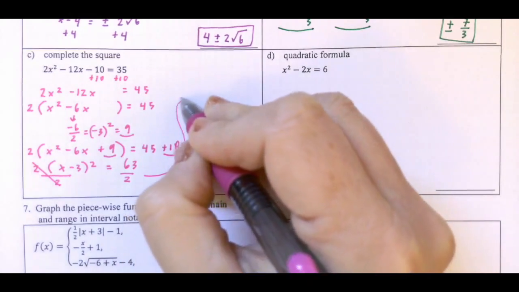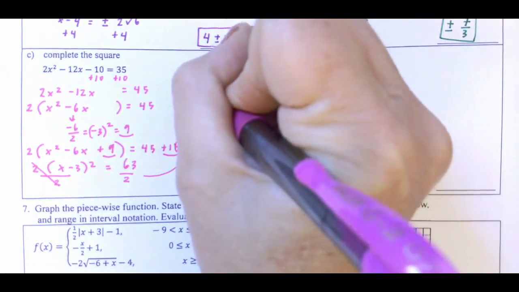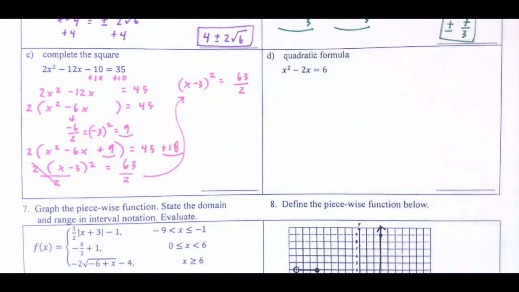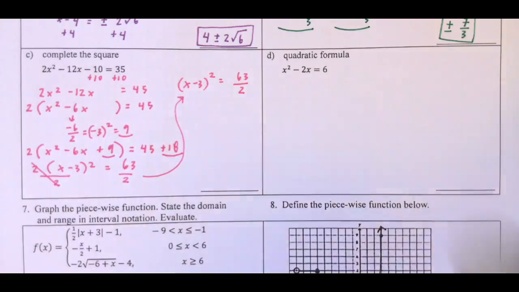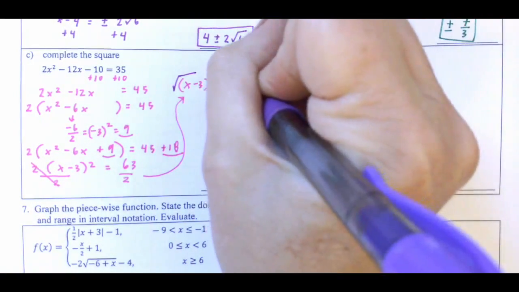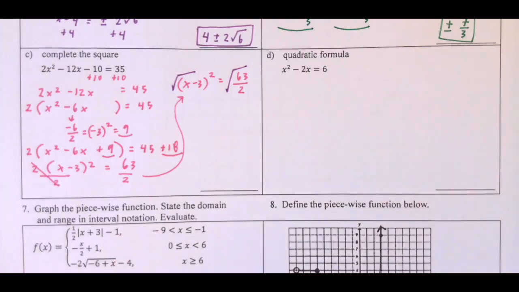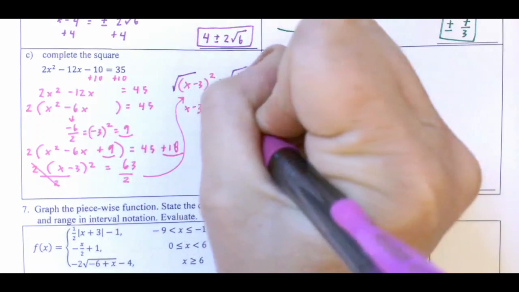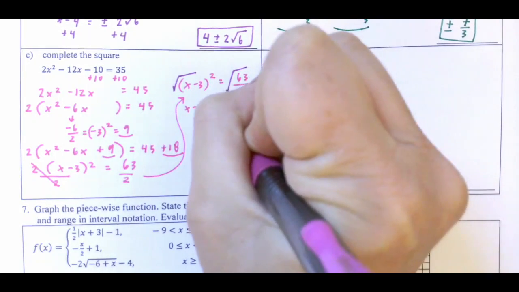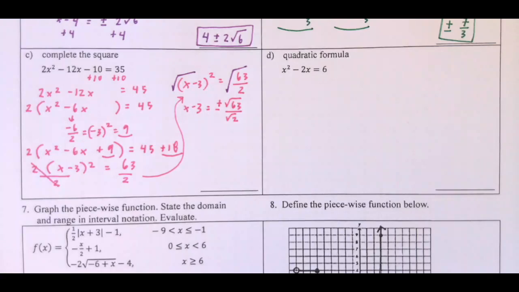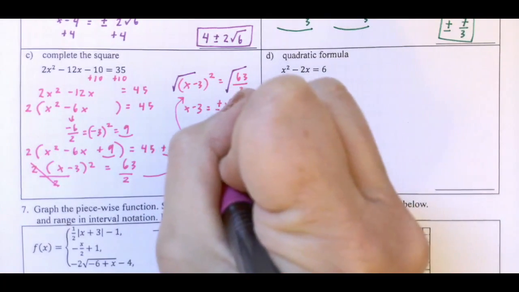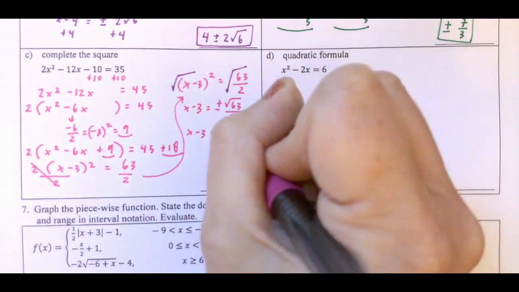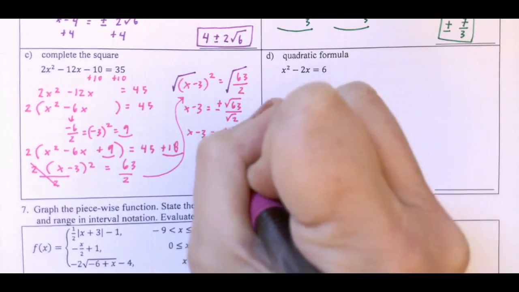I'm going to show that work up here where I have a little bit more space. I have x minus 3 quantity squared equals 63 over 2. Now I can solve by taking the square root. Okay, so here I have x minus 3 equals plus or minus root 63 over root 2, just writing it in that interchangeable format. Which really then becomes x minus 3 equals plus or minus root 63 is 9 times 7, so 3 root 7 over root 2.